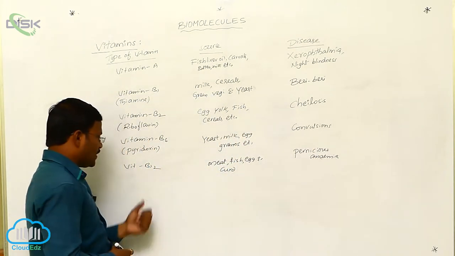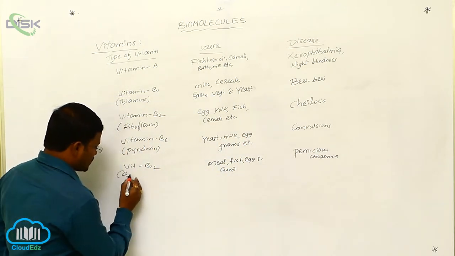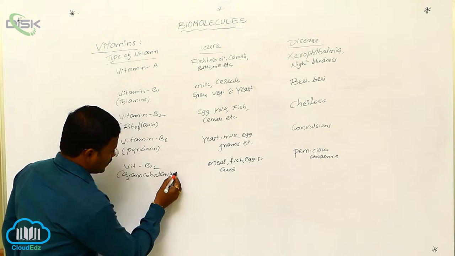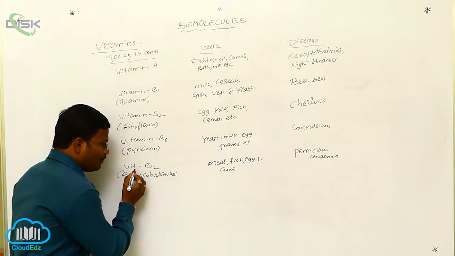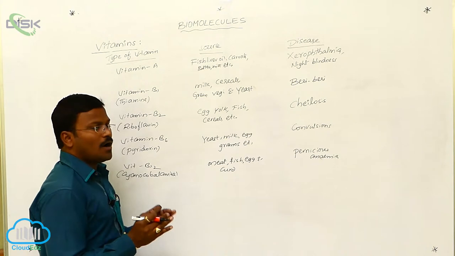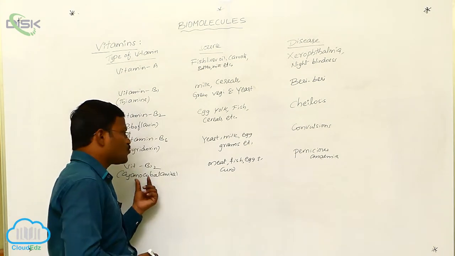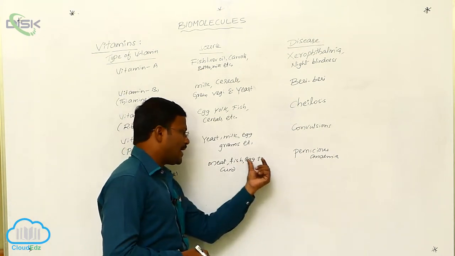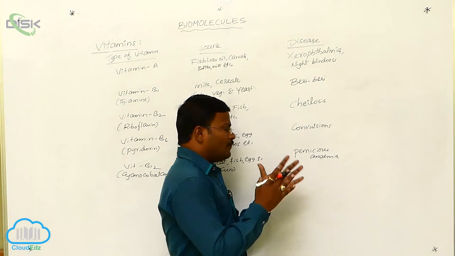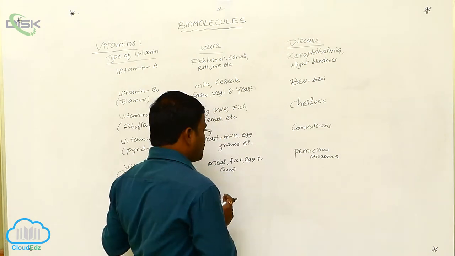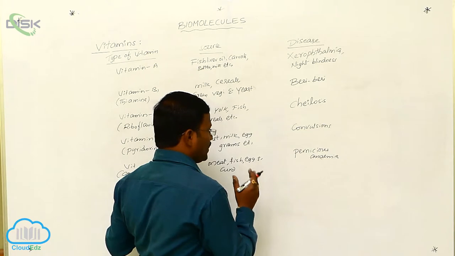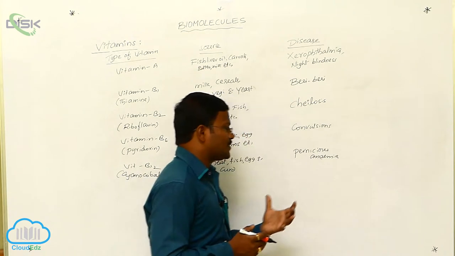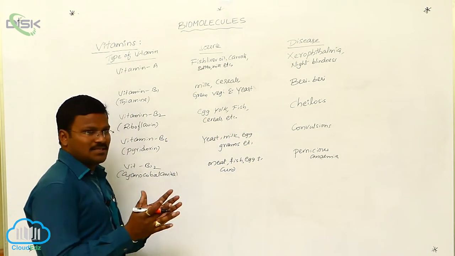Whereas vitamin B12, the chemical name of vitamin B12 is cyanocobalamin. The most important news is vitamin B12 is made up of one transition element, that is cobalt. Here this vitamin B12 is available from meat, fish, egg and curd. If any deficiency of vitamin B12 is identified in human beings, the resulting disease is pernicious anemia. What is pernicious anemia? The amount of RBC decreases.